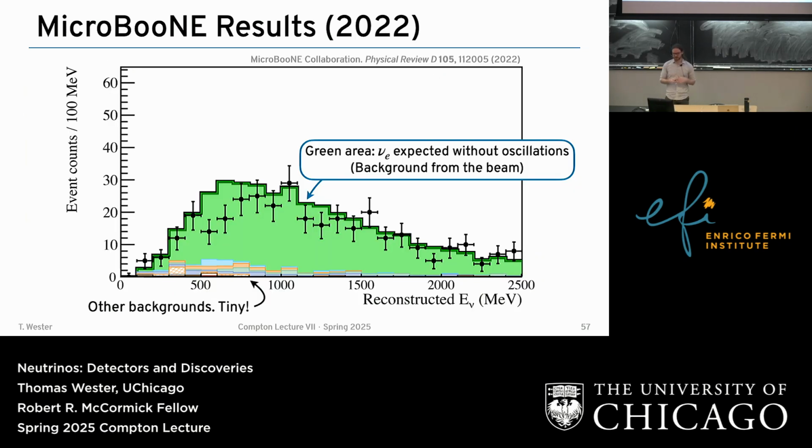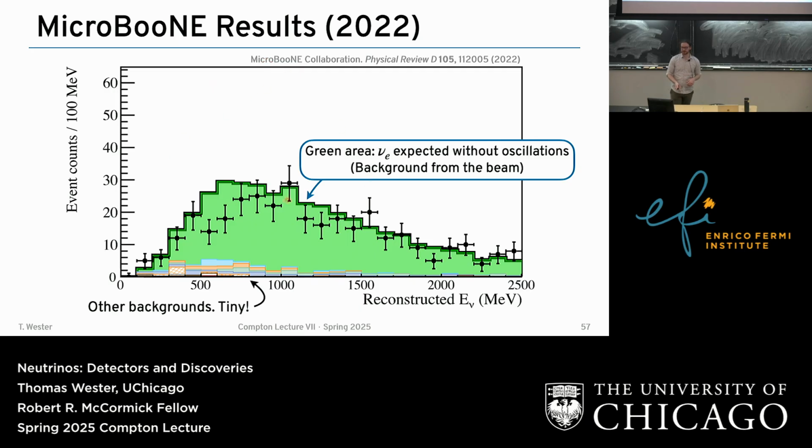So going just quickly through the MicroBooNE data, this was data that they published in 2022. What you're seeing now is a picture of the expected backgrounds on the MicroBooNE experiment and the data overlaid on top. So this green area is the number of electron neutrinos that are expected without oscillations, so just intrinsic to the beam. And you're looking for an excess on top of this. And clearly there is no excess.